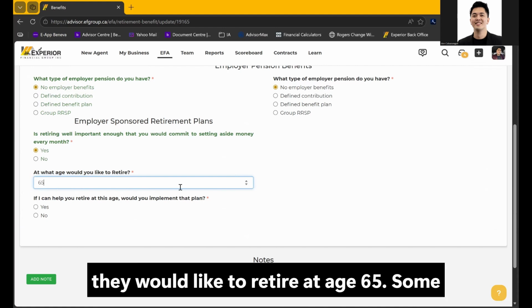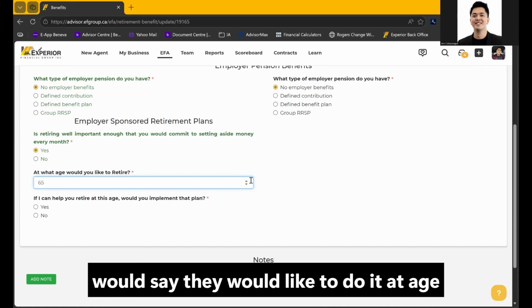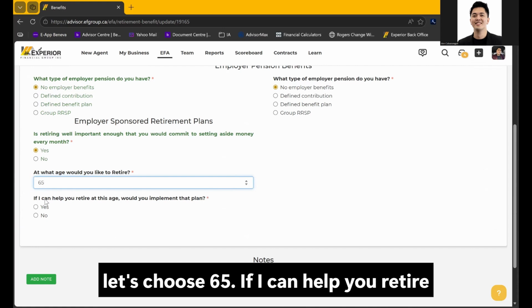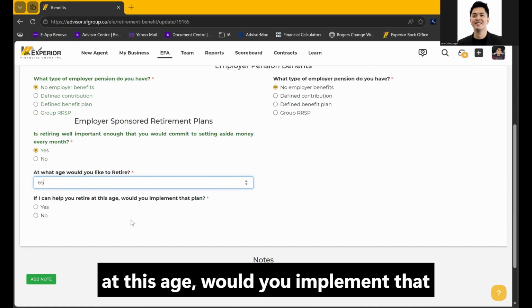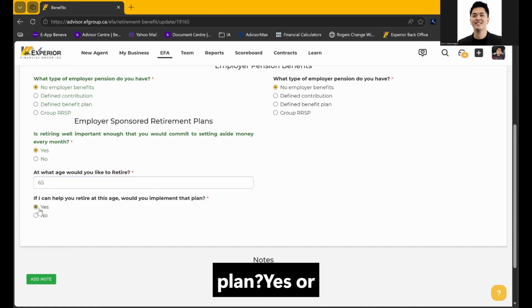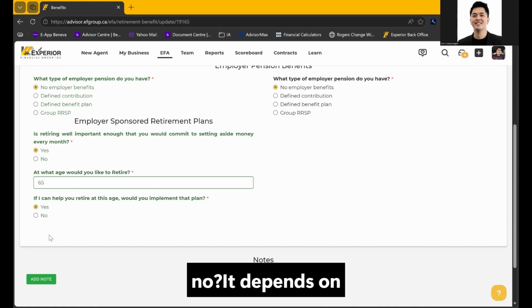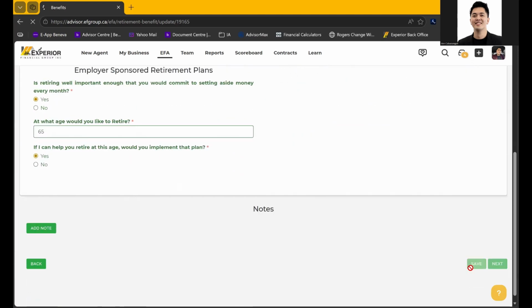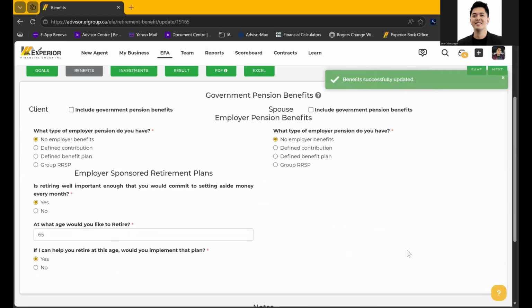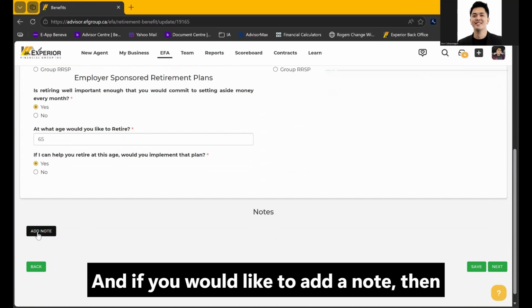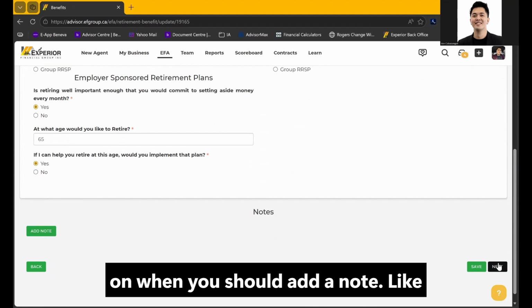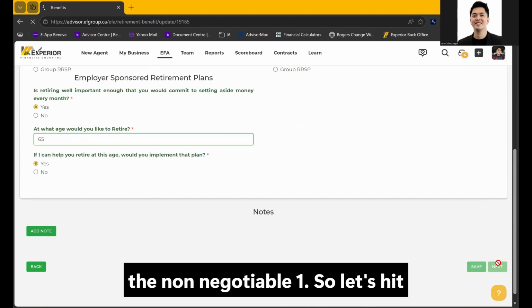Majority would say they would like to retire at age 65. Some would say they would like to do it at age 60. But let's keep it straightforward and let's choose 65. If I can help you retire at this age, would you implement that plan? Yes or no? It depends on the client, what they would say. Okay. Now, let's save this one. And if you would like to add a note, then add a note. Okay. I'll give you an example on when you should add a note, like the non-negotiable one. So let's hit next.